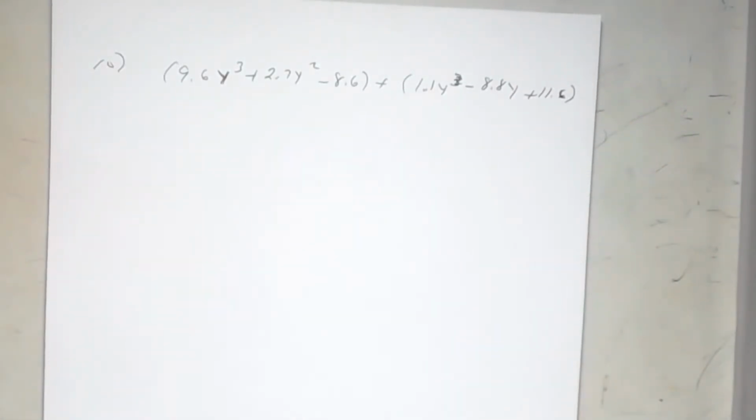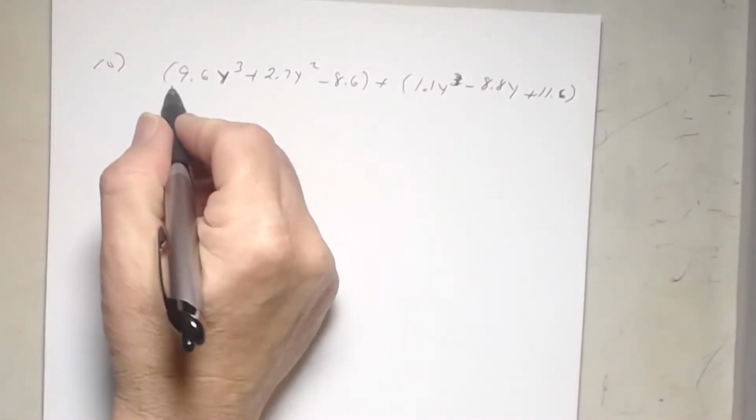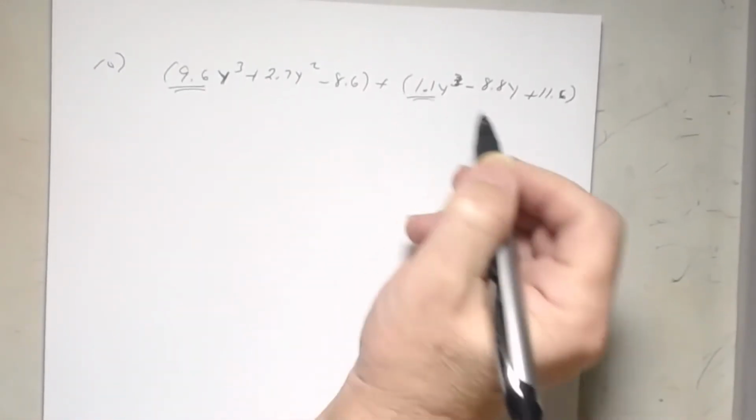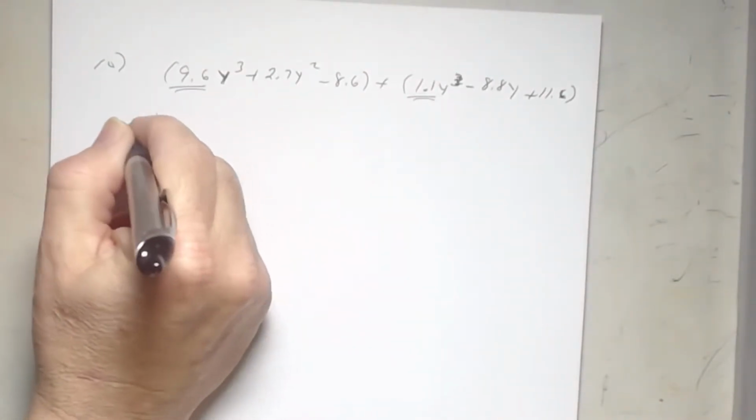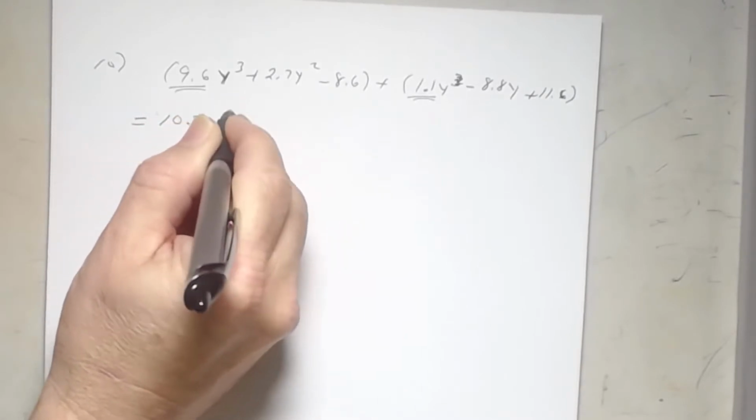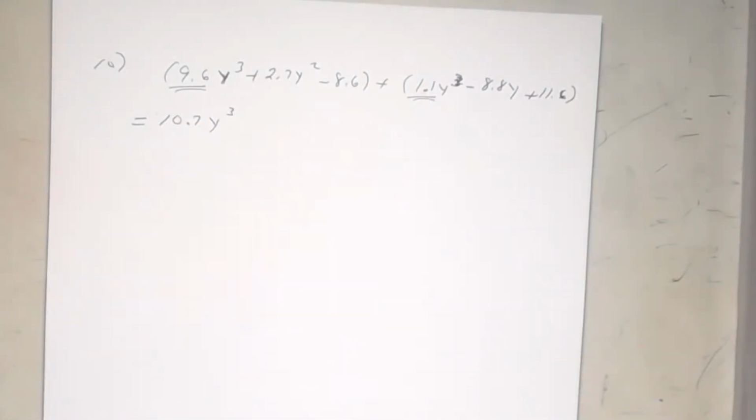All right, so I want to put in descending order. So what's the largest exponent? Yeah, but the largest exponent is what? 3. All right, so how many terms has that in it? 2. So I'm going to line them. So that's 9.6 and 1.1. And you could actually do that in your head. What's 9.6 plus 1.1? 10.7. All right, so that's going to be 10.7y cubed. Okay, so don't forget the variable.